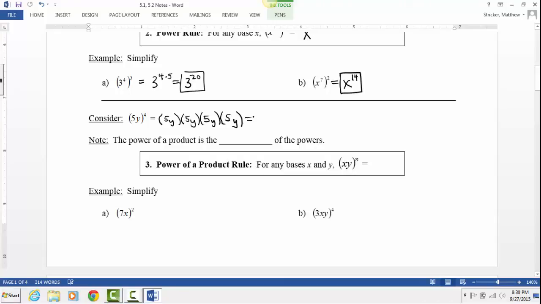And we can see here that this is 1, 2, 3, 4, 5. So it's 5 to the 4th. And then how many y's? 1, 2, 3, 4 y's. So y to the 4th. And then you could rewrite 5 to the 4th. 5 times itself 4 times is going to be 625. So this is 625y to the 4th.